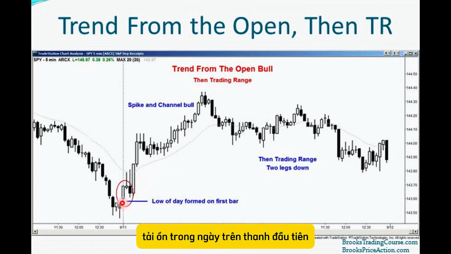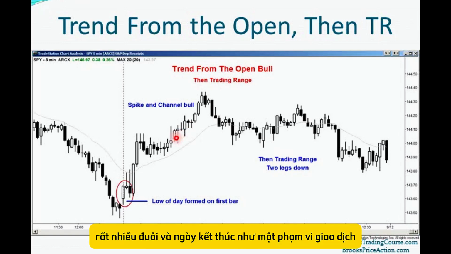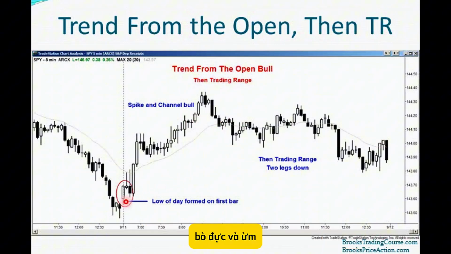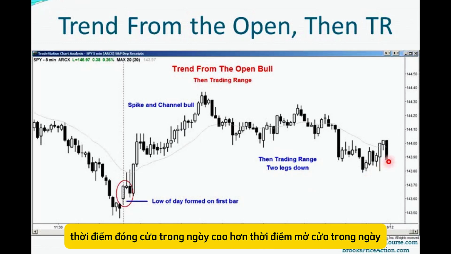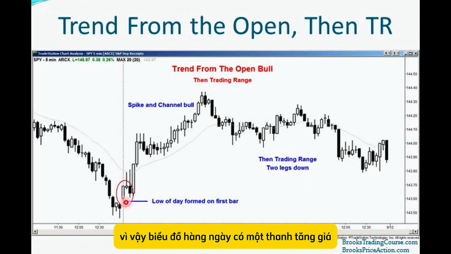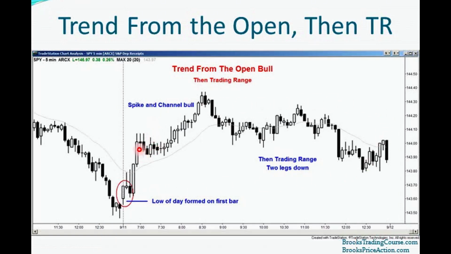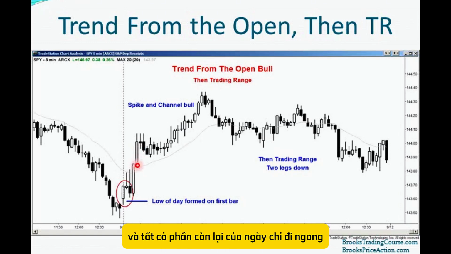Okay, low of the day on the very first bar, so a trend from the open bull, very strong spike, pretty weak channel, lots of overlap, small bodies, a lot of tails, and the day ended up as a trading range. So even though it's a trend from the open bull, and the close of the day was above the open of the day, so the daily chart had a bull bar, a bull body, it was basically a trading range day. You get rid of these 2 bull bars, and all the rest of the day was just sideways.